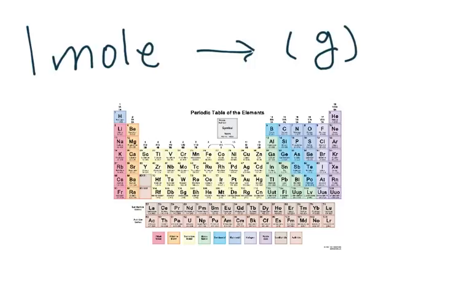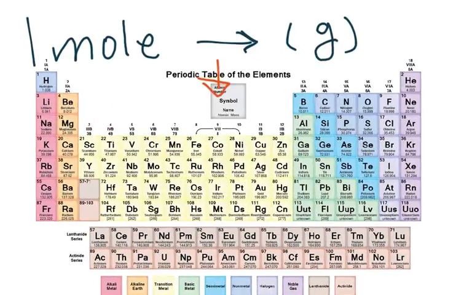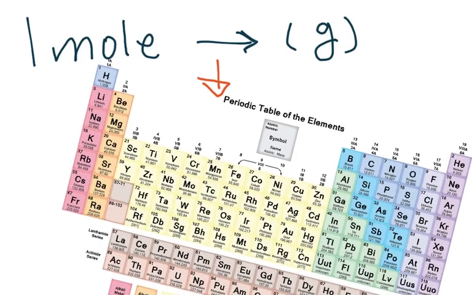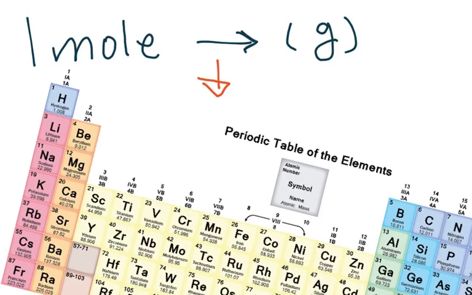So what we are talking about is found in the periodic table. Something here in the periodic table is going to help us convert the moles to grams, okay? So what is that thing? Well, if we look really close at the periodic table, that's a nifty little trick.